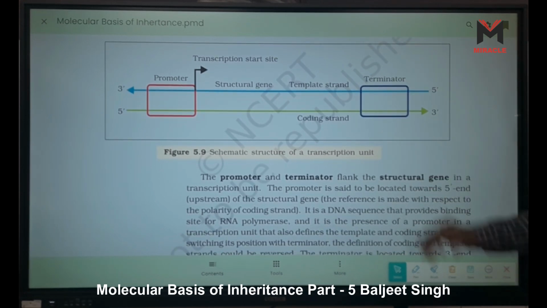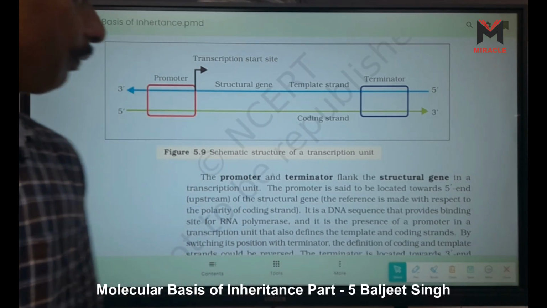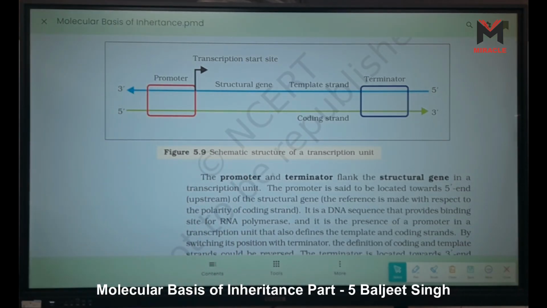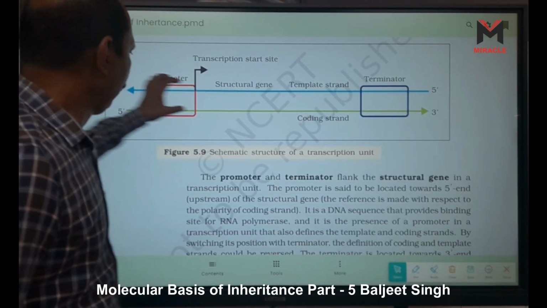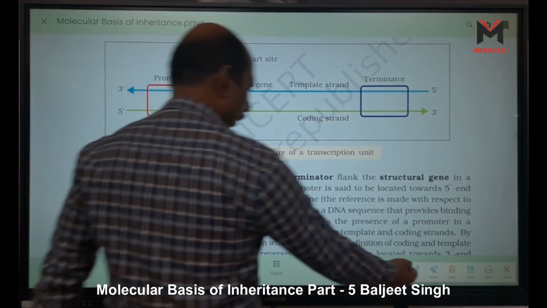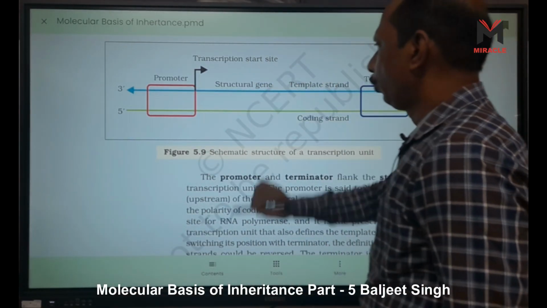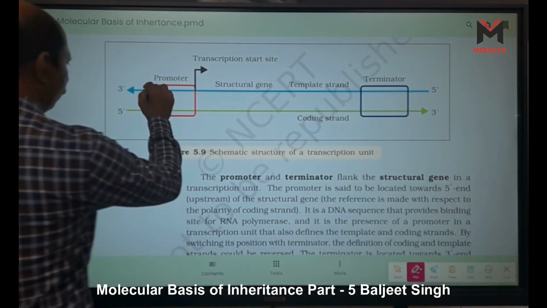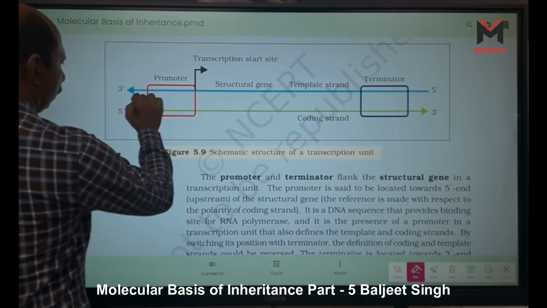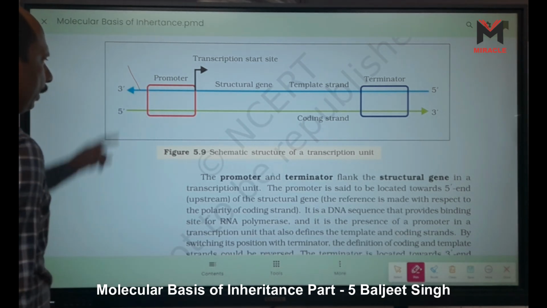Now a figure is given. It is the figure of a transcription unit. In this figure, you can see this is the DNA, right? You can see here this one is the promoter site. This strand is called the coding strand.